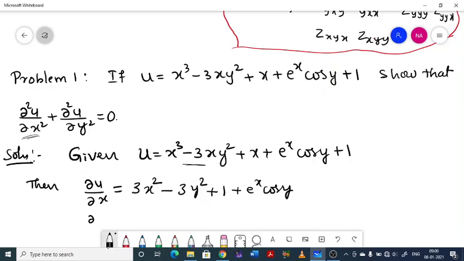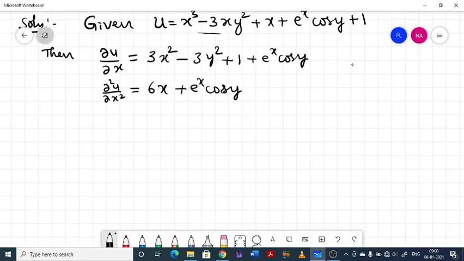Differentiate it again. Dou square u by dou x square. 3x square, differentiating, you get 6x. Minus 3y square is purely a constant term, not involving x, so its derivative will be 0. Plus 1, if you differentiate that you get 0. Plus e power x cos y will again be e power x cos y. So I got dou square u by dou x square. For the time being, call that equation 1.